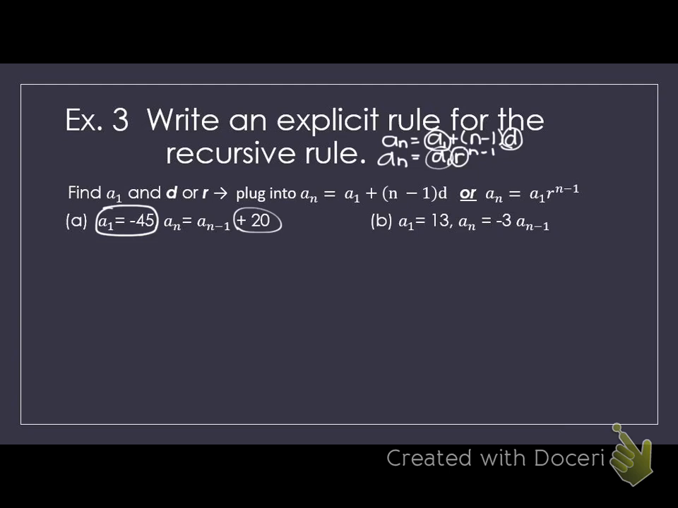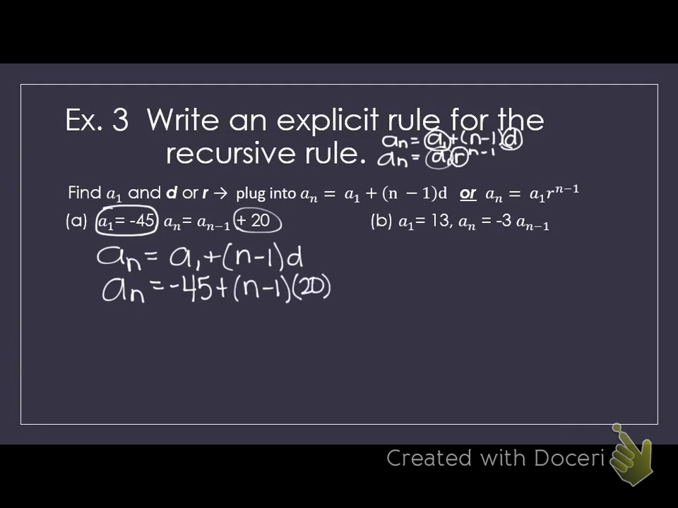So we are going to write an arithmetic explicit rule. So if we bring down that formula, it's a sub n equals a sub 1 plus n minus 1 times d. And let's plug in what we know. What was a sub 1? Negative 45 plus n minus 1. And what was the common difference? 20.